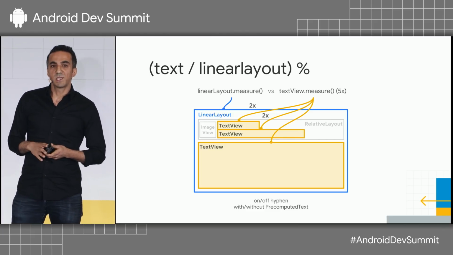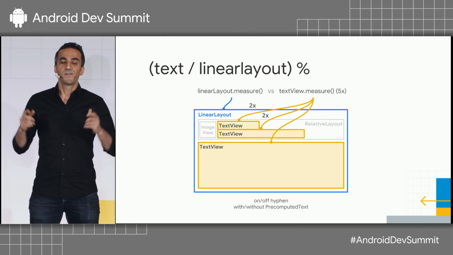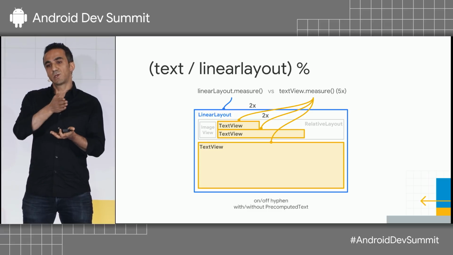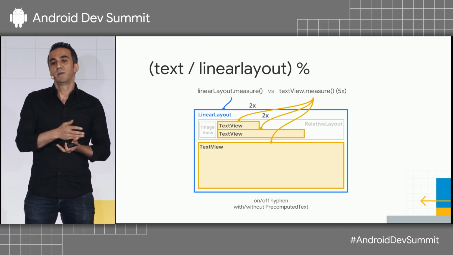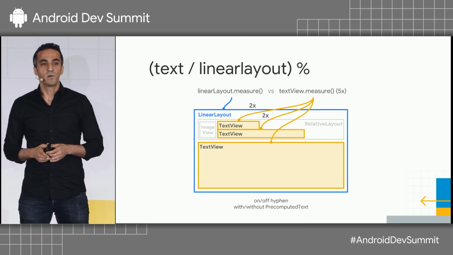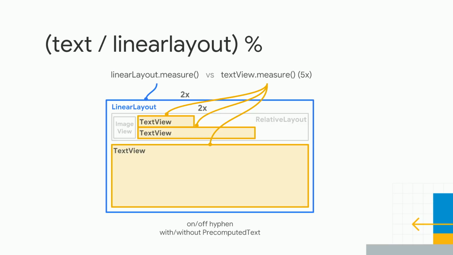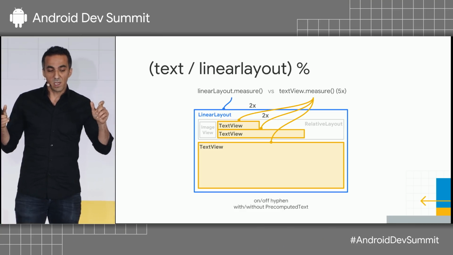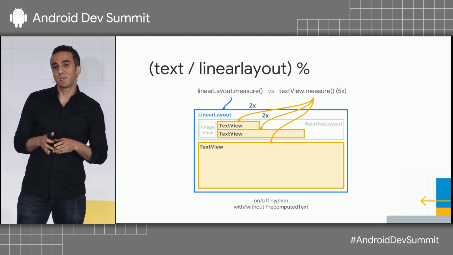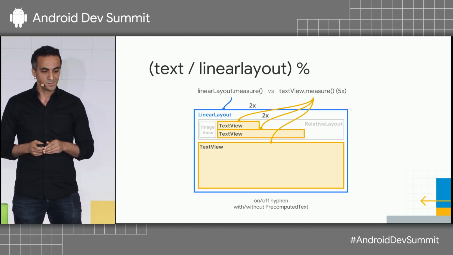What I wanted to see was, for each feed item, what is the percentage of the time spent on text versus the whole layout? Therefore, what I did is I wrote a benchmark where I called the linear layout measure on one end, and meanwhile, I recorded all the parameters that were passed to those different text views, and I simulated the same thing on those text views. Because of the relative layout here, the 2 text views at the top were getting 2 measure calls each.